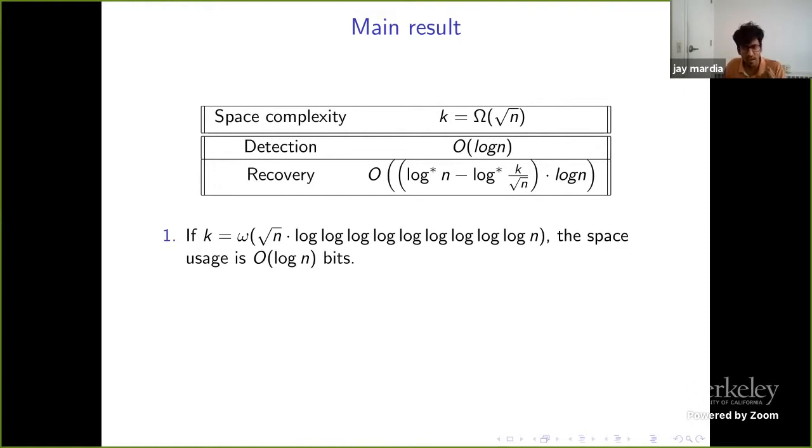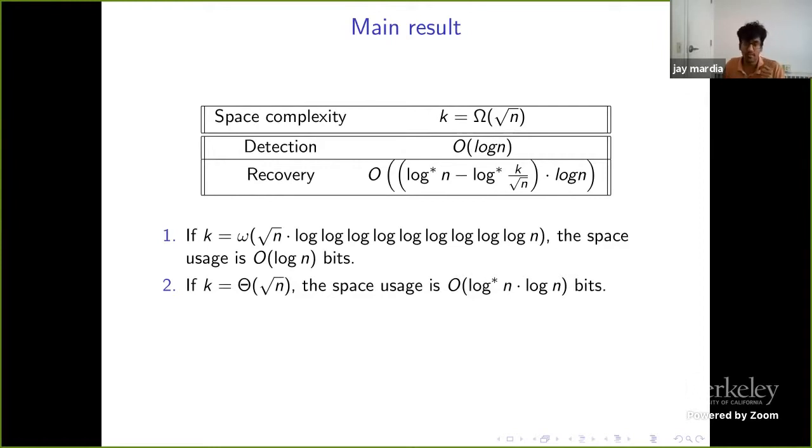those are 9 logs stacked on top of each other. 9 is arbitrary. It could be any constant number of logs stacked on top of each other. If this was the clique size, then the space complexity of this algorithm would indeed be O of log n bits, which is exactly what we wanted. However, if we really do go down to the square root n threshold, precisely there, then the space complexity is log star n times log n, which isn't exactly where we want it to be. It's slightly off.